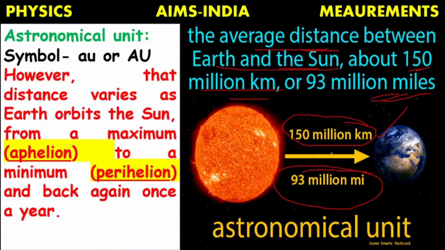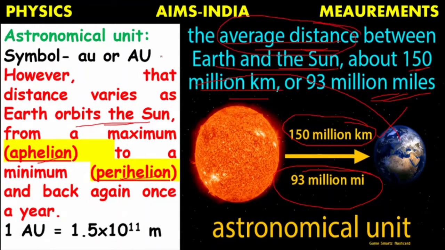But because the Earth revolves around the Sun in an elliptical orbit, the distance is not constant. It varies as the Earth orbits around the Sun, from maximum aphelion to minimum perihelion in 1 year. That's why they have taken the average distance as the basis. So the value of one astronomical unit is 1.5 x 10^11 meters. It is one more practical unit.